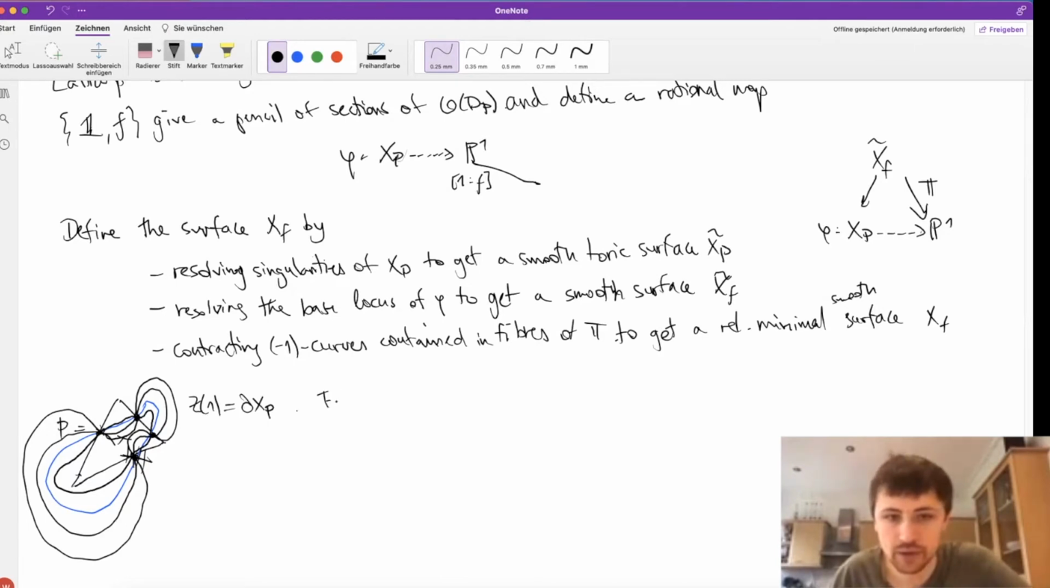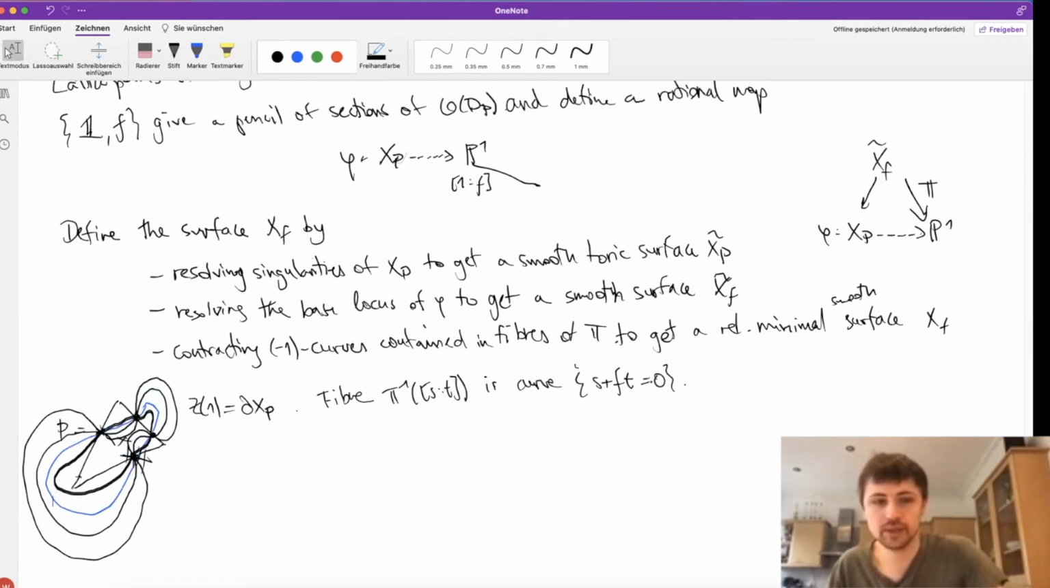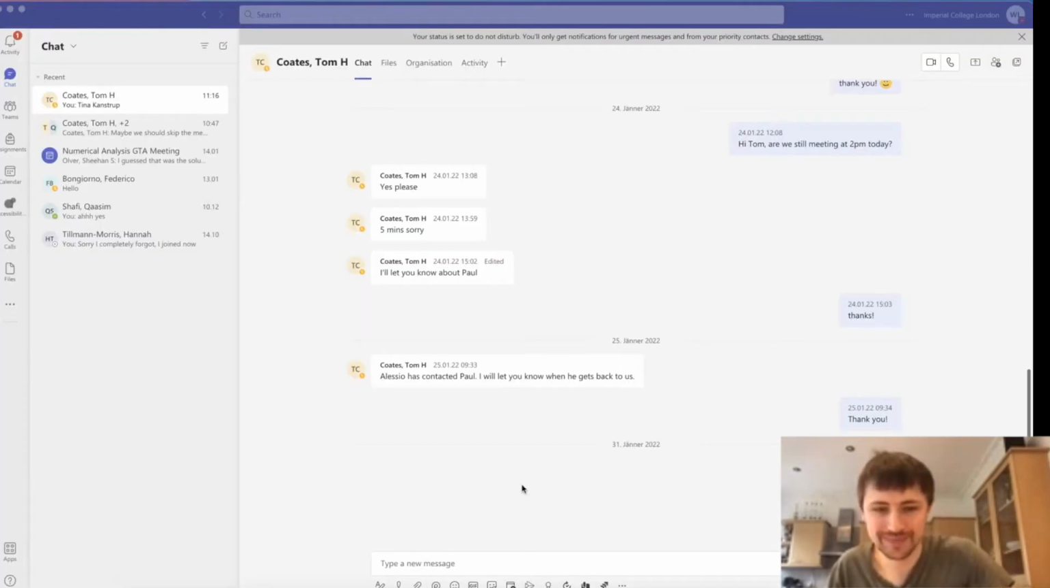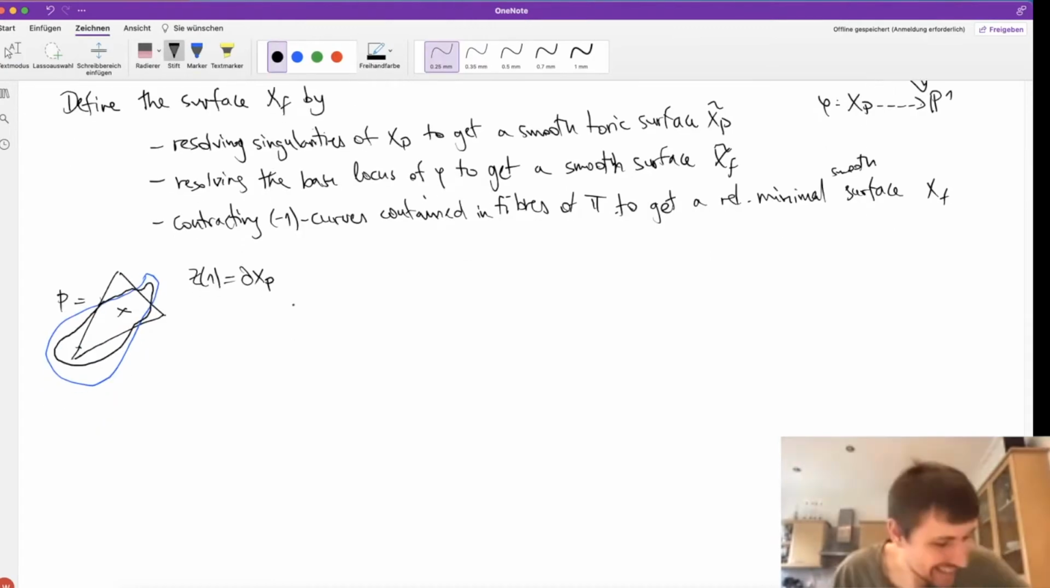So the fiber pi minus 1 of S comma T is the curve S plus Ft equals 0. Okay, I'm not going to draw this again, and let me just tell you what happens in this example.